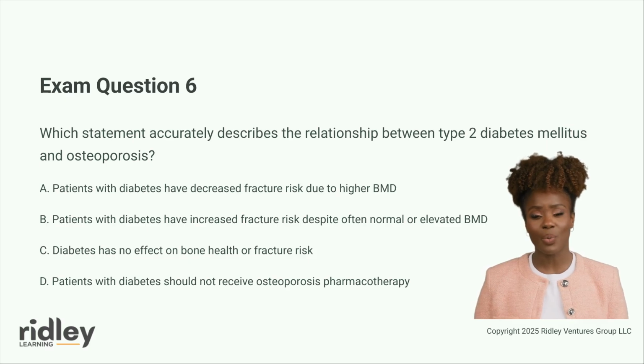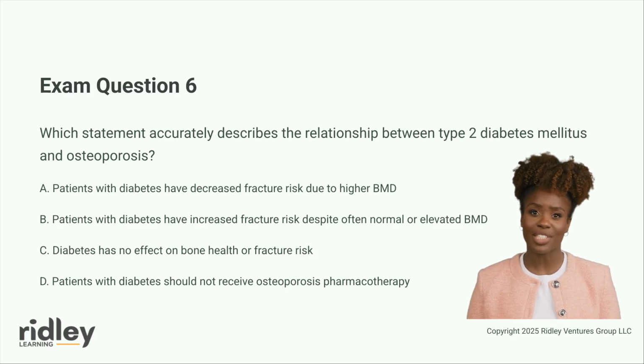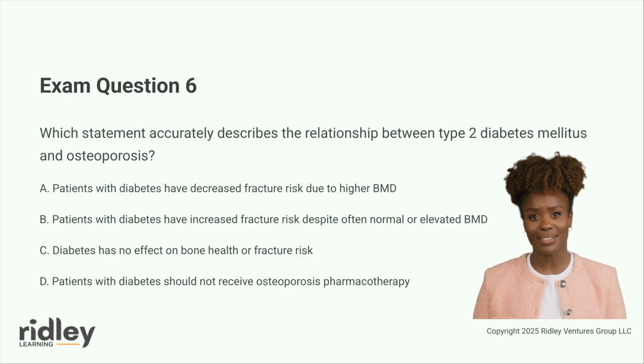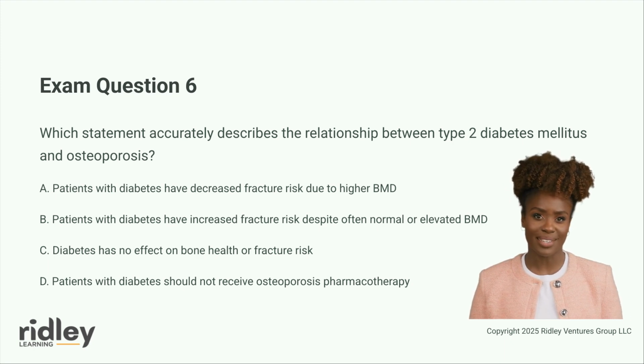Question 6. Which statement accurately describes the relationship between type 2 diabetes mellitus and osteoporosis? The correct answer is patients with diabetes have increased fracture risk despite often normal or elevated bone mineral density. Type 2 diabetes presents what is often called the diabetic bone paradox in osteoporosis assessment.